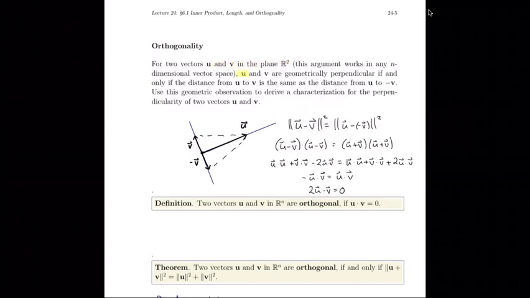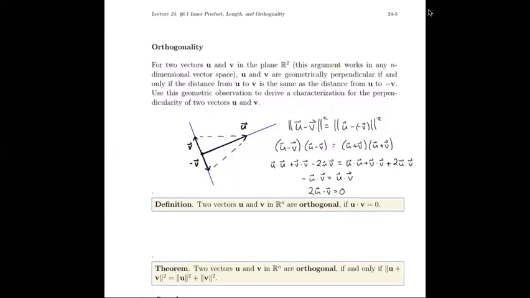So these two vectors u and v are geometrically perpendicular if the distance from u to v is the same as the distance from u to negative v, right? If we bend that vector u a little bit to the side, then its distance from u to v is different from its distance from u to negative v. So this is a nice geometric interpretation of perpendicularity, and we'll use that to motivate a characterization for u and v being orthogonal. So remember that the distance from u to v is this.